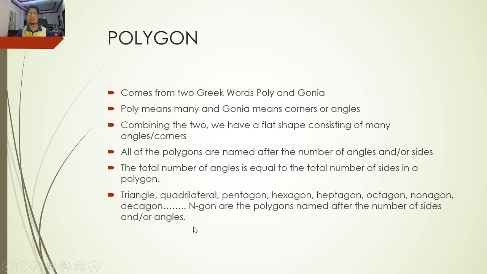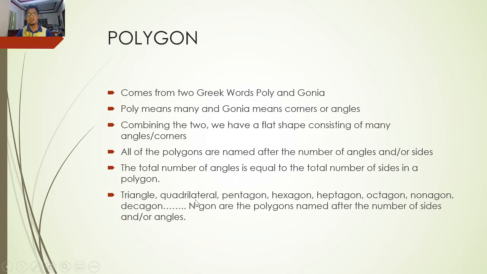So let's have here now an example. Triangle, quadrilateral. These are the names of the polygons. Pentagon, hexagon, heptagon, octagon, nonagon, decagon, undecagon, dodecagon, etc. These are the polygons named after the number of sides and or angles. Halimbawa, triangle. Tri literally means 3. Tapos angle, English word yung angle. 3, tatlo, angle. So, 3 angle.